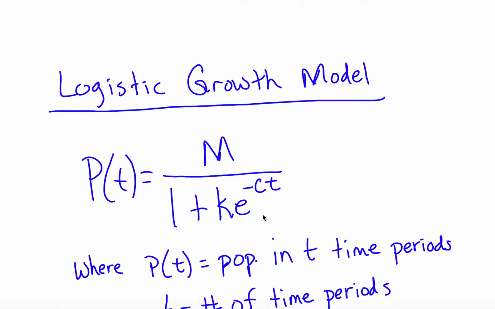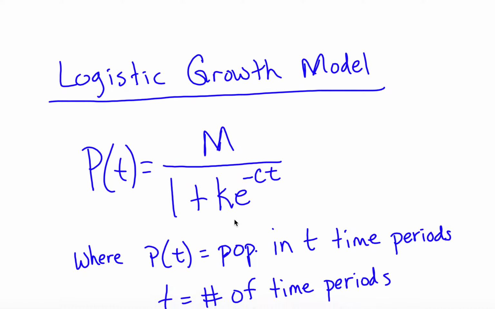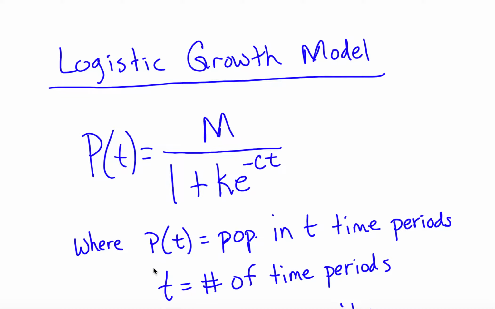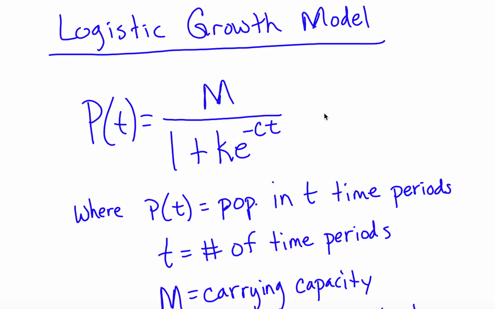Notice it does involve this number e and not the other rates that you've seen in the past. Again, as always, P of t is your population size at t time periods, whatever you want that time period to be. T is your number of time periods, whether it's years, months, days. This M is a very important thing. It's what we call the carrying capacity.